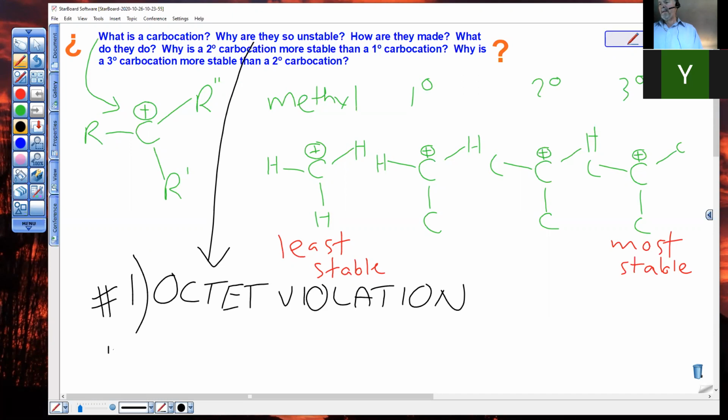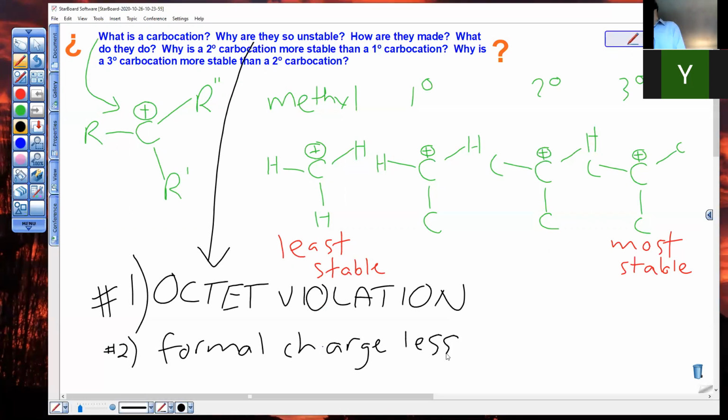And then a distant second, we have a formal charge. Formal charge is less stable than neutral. We've been seeing nothing but neutral carbons until now. And why is it a second?